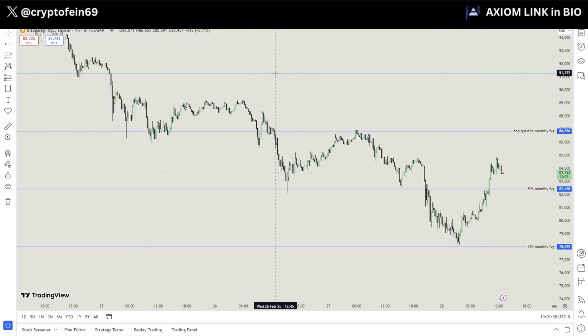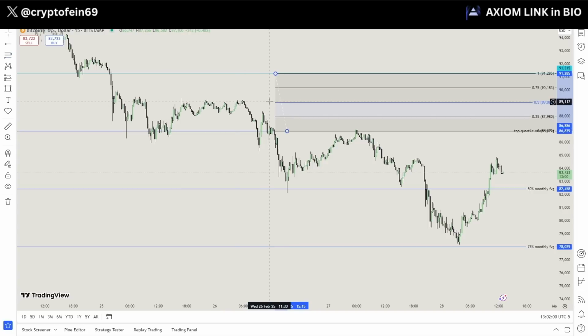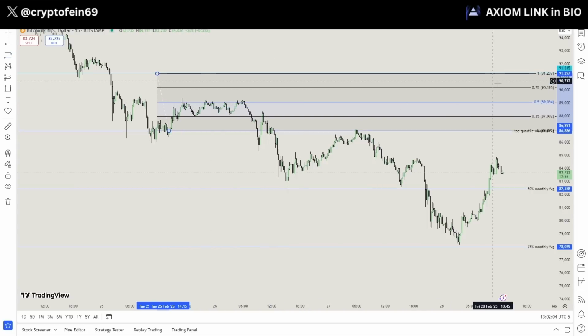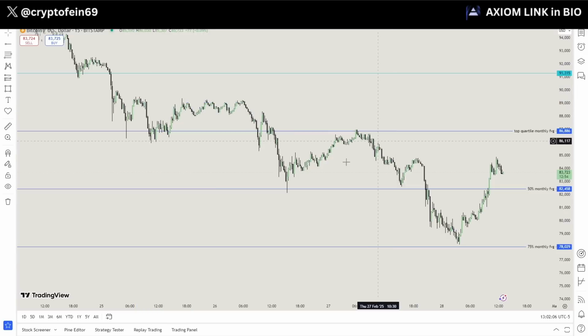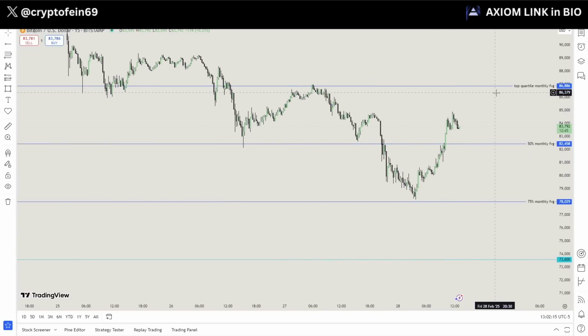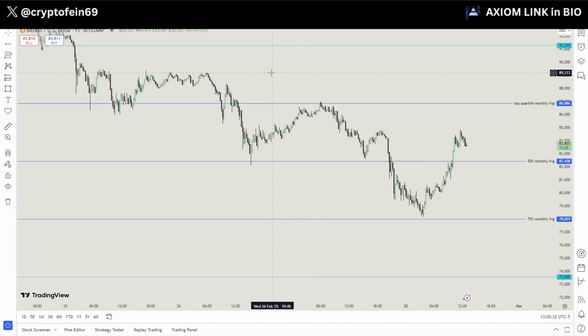You could do something like this, right? Into here. Oh, look at that. Rejecting the 50% of these. So you could get even more crazy with it. If you want a lot of lines and you're okay with it, you could do the 50% of these levels, right? And then 50% again, and 50% again of here, here, here. And that gives you more levels to play off of.